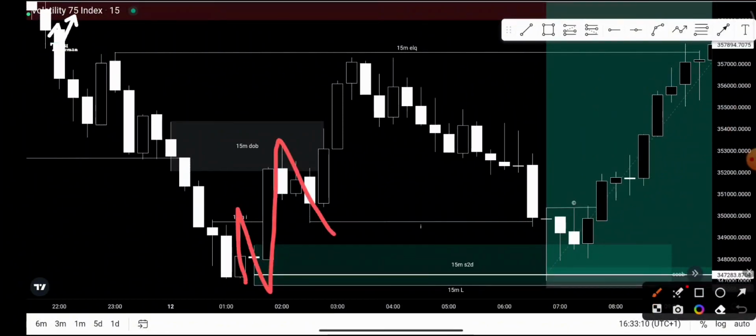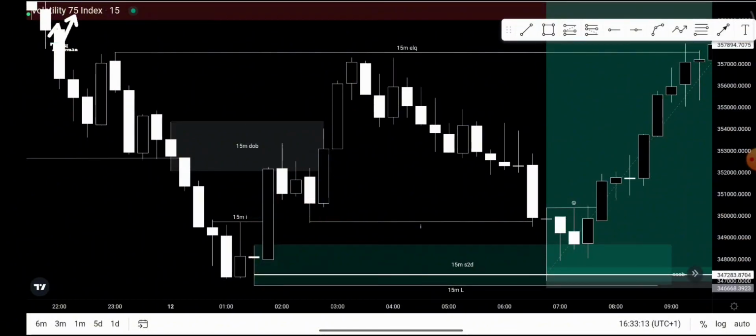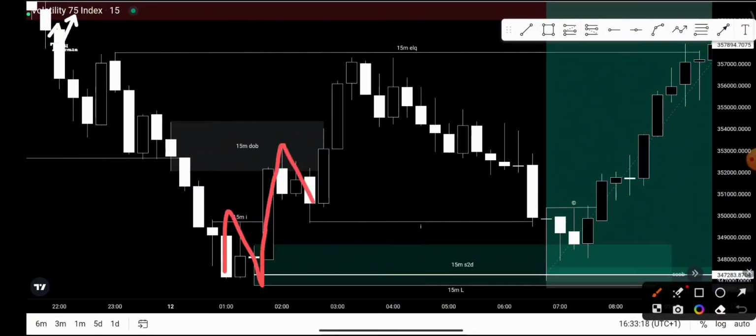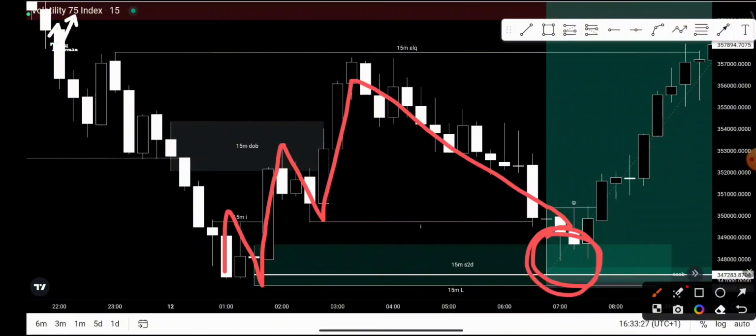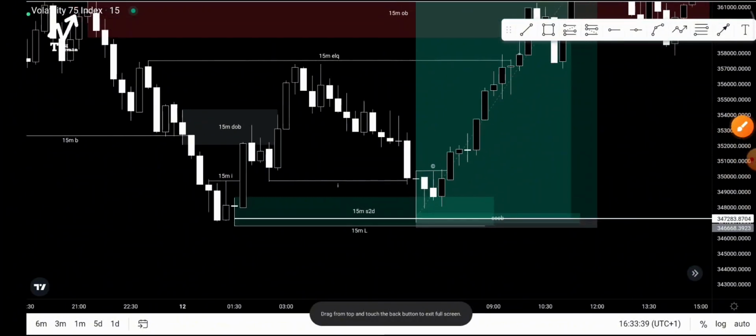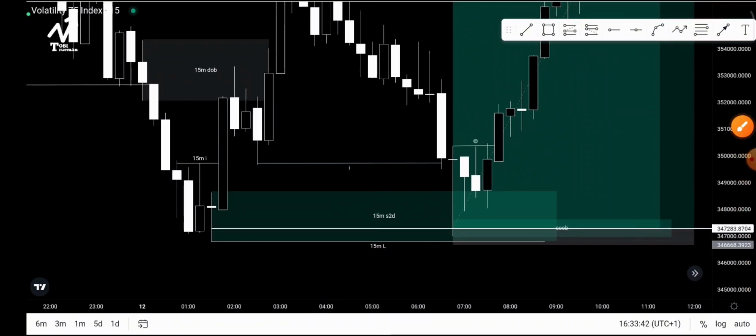You see, price came, took out the inducement, tapped on the order block, gave a pullback, went up, then it came back to take out this counter inducement and tapped on this counter order block, making this a supply to demand entry model. Now, with this type of model, I normally enter this trade directly.